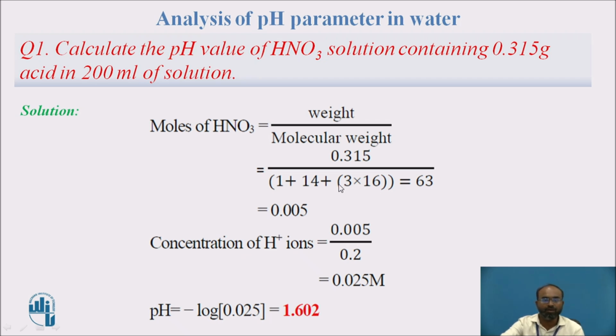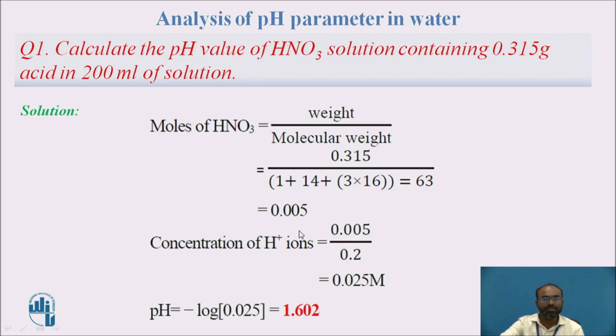To calculate the molecular weight, we know the atomic weight of H is 1, the atomic weight of nitrogen, N, is 14, plus 3 times the atomic weight of oxygen, which is 16, because in the formula of HNO3 there are 3 oxygen atoms. So you will get the molecular weight of HNO3, which is 63. By dividing, we will get the value 0.005.